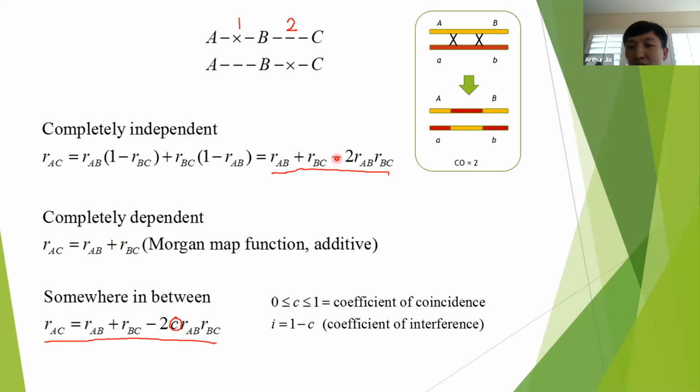This shows the one extreme case. So if there's no interference, that means region 1 and region 2 are totally independent. Then we're going to end up with this formula. But if I is not equal to 0, then we're going to end up with a formula like this. So this C actually controls the interference, or the probability of having a crossing over in these two regions. So is that clear? Okay.